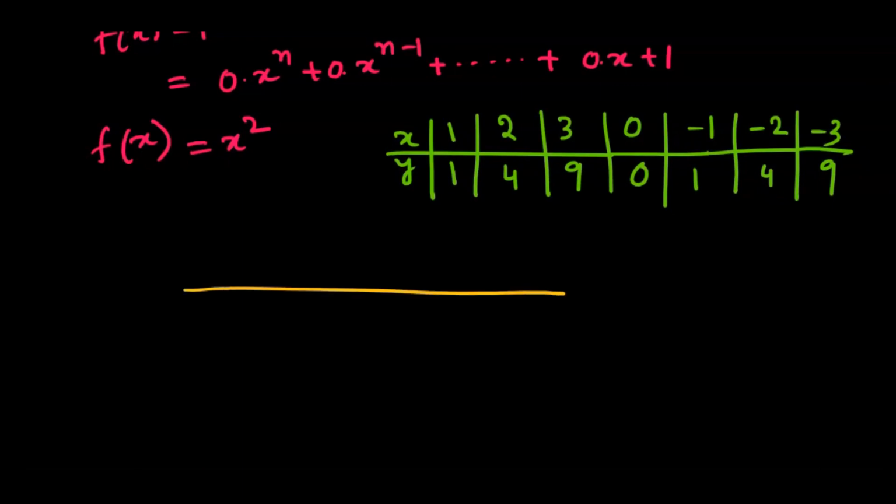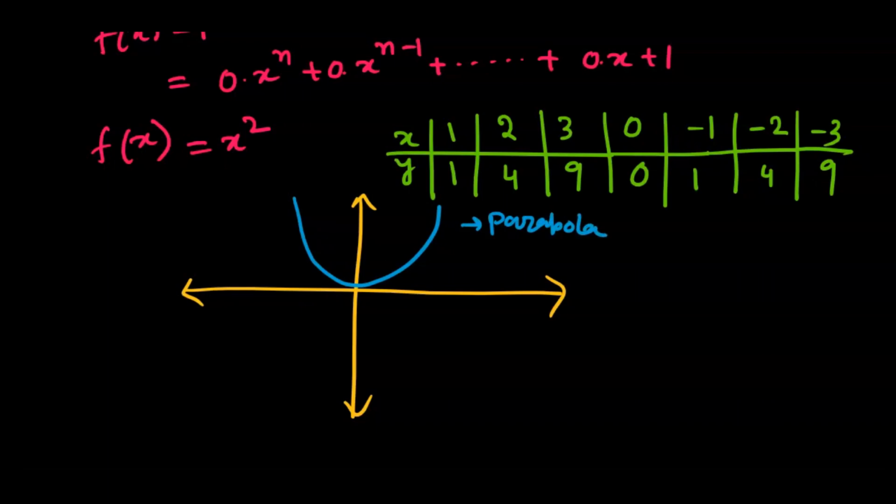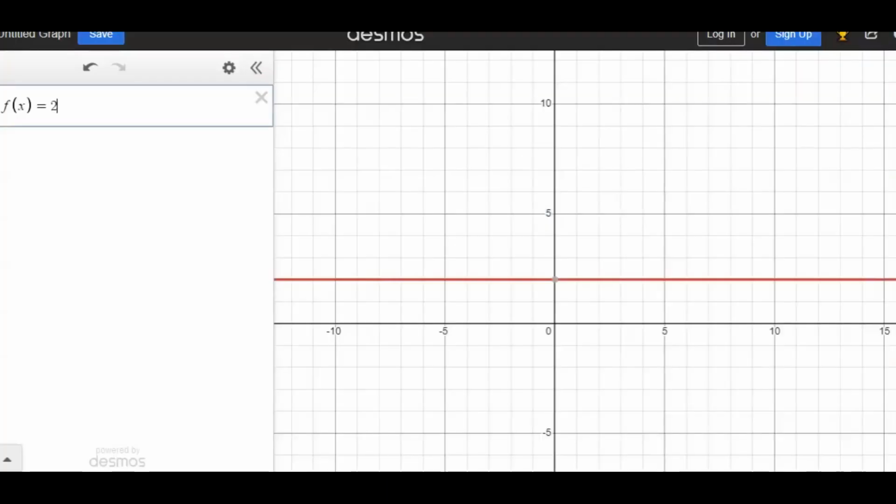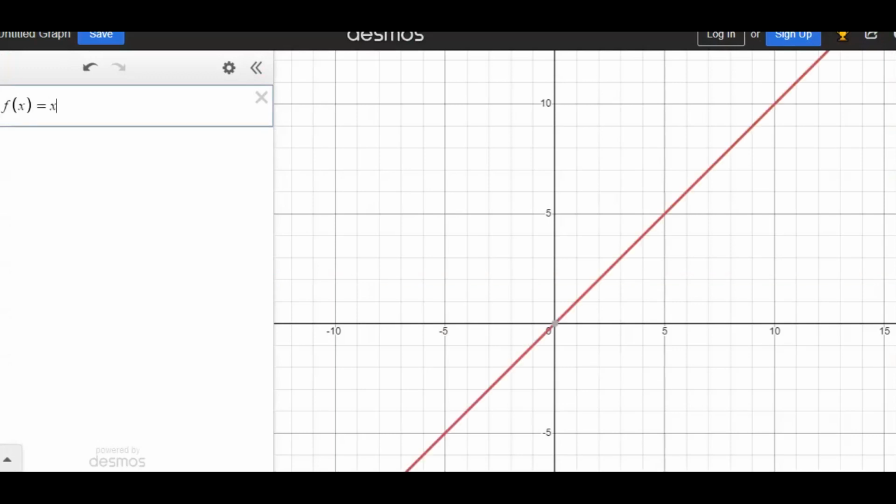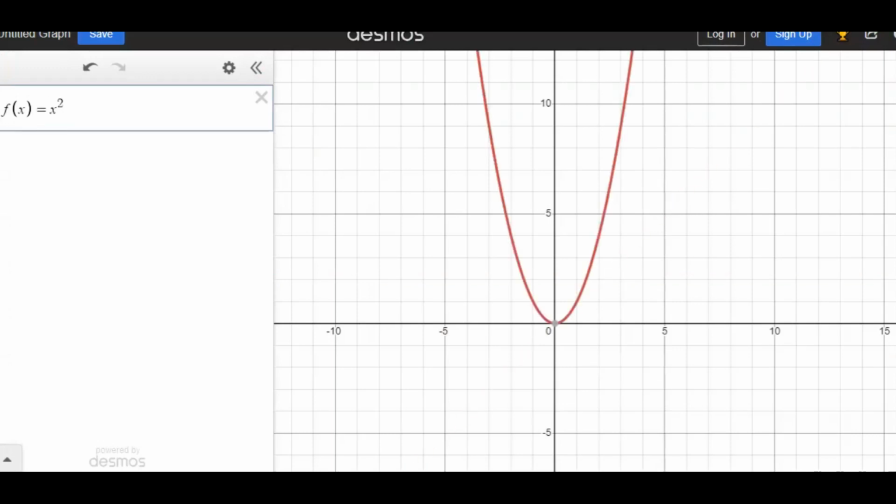So this is the x-axis, y-axis. If you plot this, you will get a graph like this. This is called a parabola. Let's do it in Desmos. So we have f(x) = x^2. See, we get a graph like this.